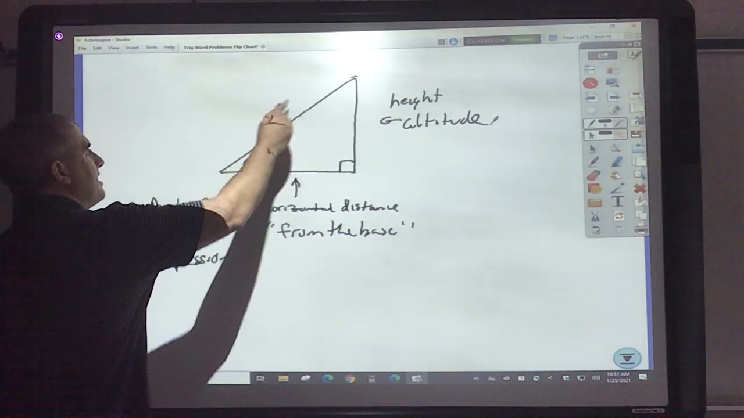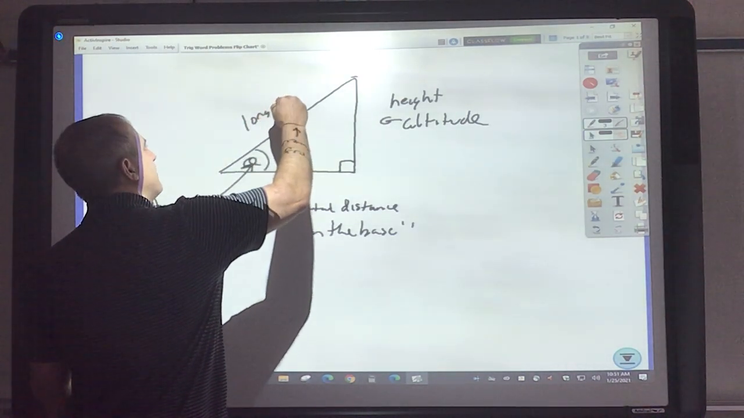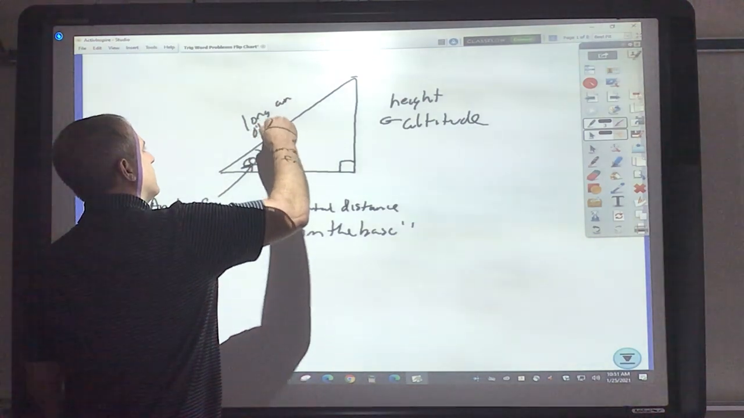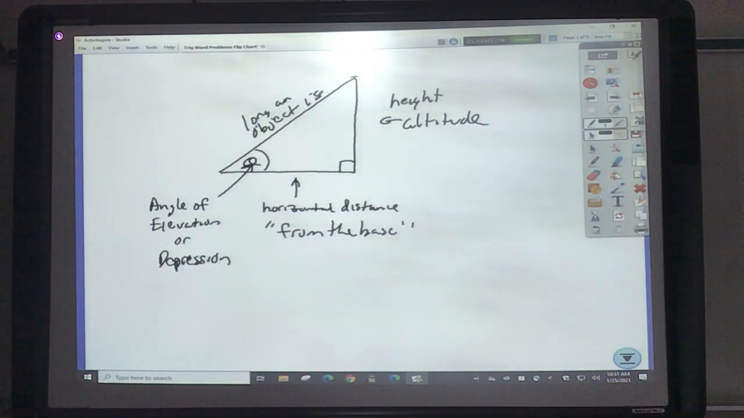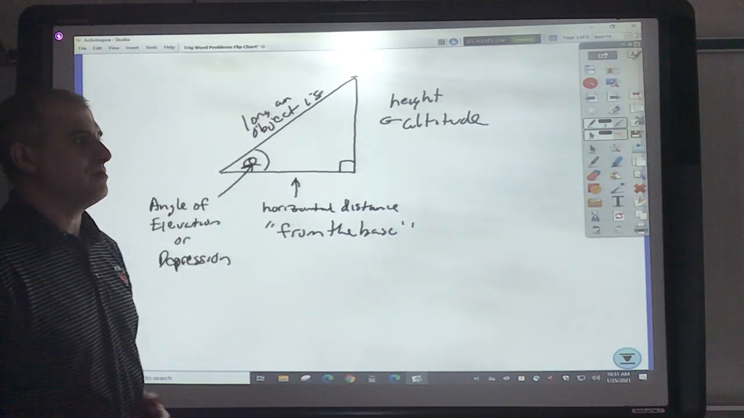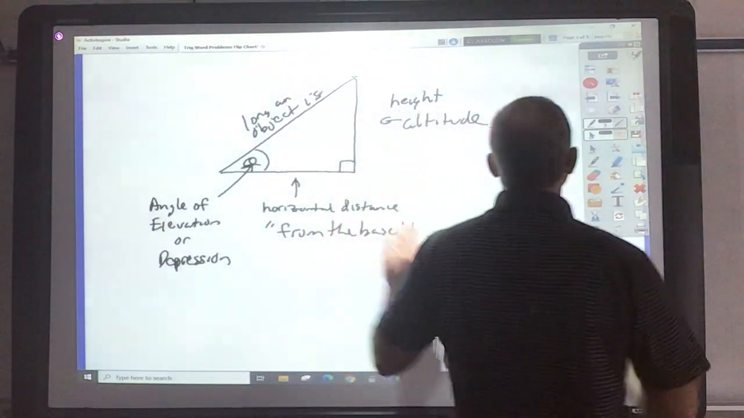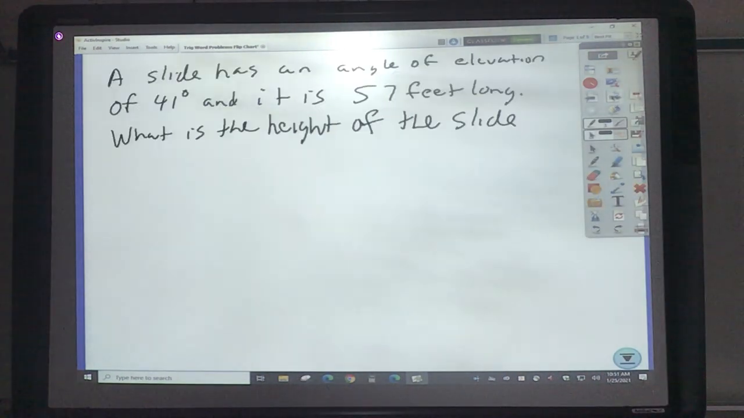This is how long an object is. So when they start talking about how long things are, that's what they're referring to. Those words are key. I'm going to go through a couple of these problems, and these notes are all going to be available for you on Canvas.